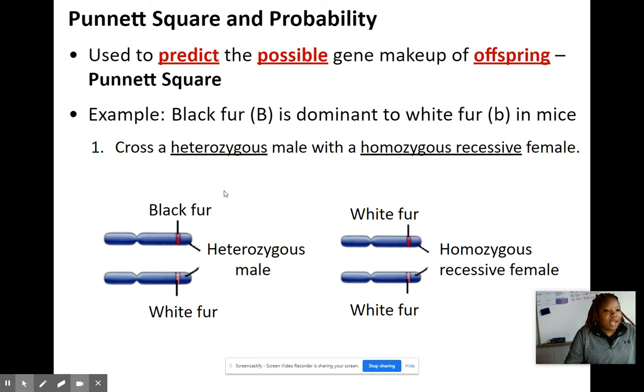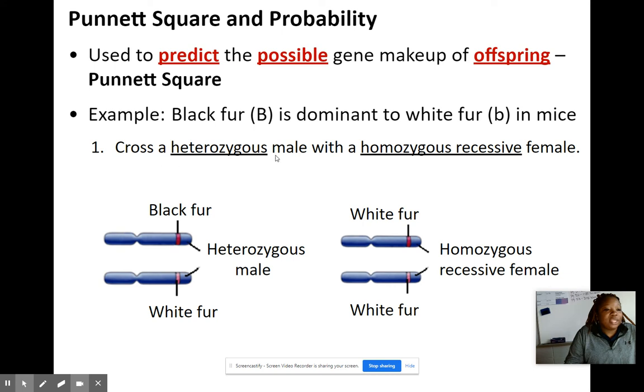All right, so now let's talk about Punnett square and probability. Punnett square is used to predict the possible gene makeup of the offspring, and we're gonna get into this in a little bit. So, an example, we got a black fur is dominant to white fur, and the letters that we're using are big B and little b.